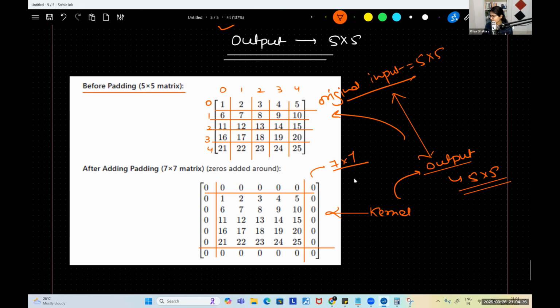All of this we have seen is with a square matrix. The shape of the input image will always be 5 cross 5, 3 cross 3, 7 cross 7, 10 cross 10, 28 cross 28, and so on. Priyansha, I'll come to your question and give you an answer as well.